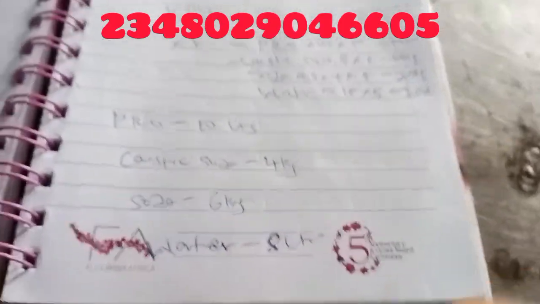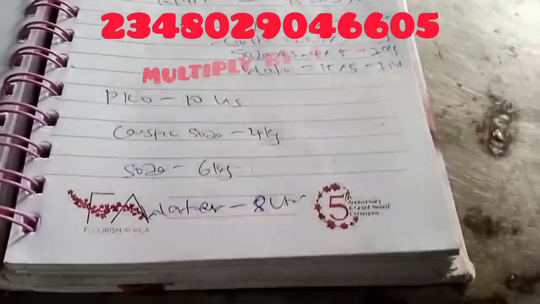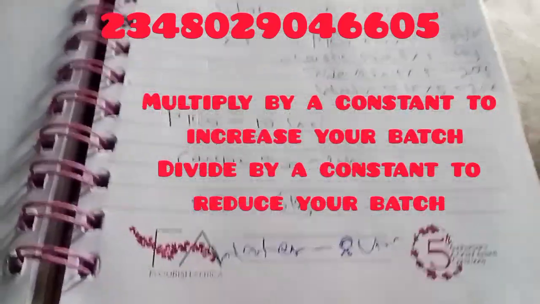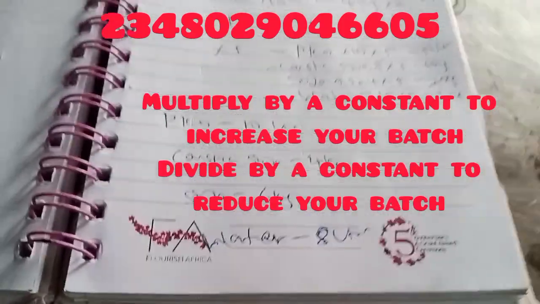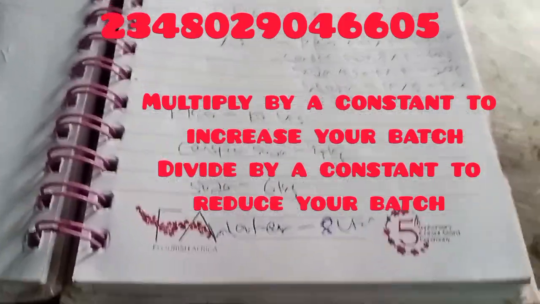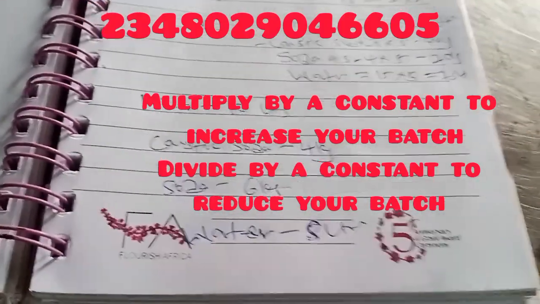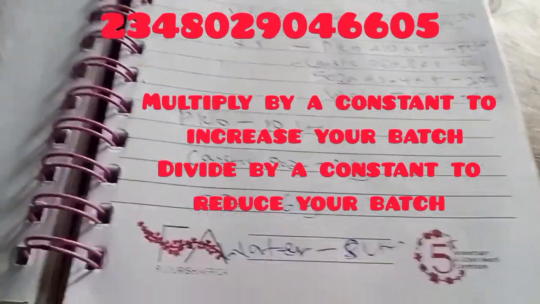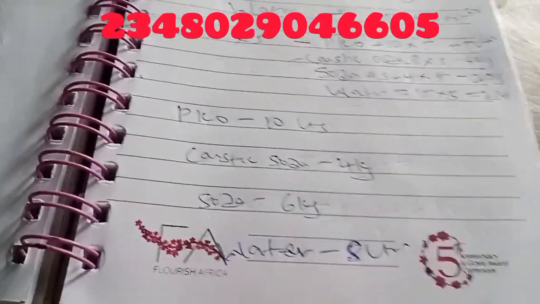What you should do is the same thing we did to multiply in order to increase. You should divide your batch by a constant to get a smaller batch. Okay, let's now say I want to produce maybe a smaller batch. You should divide everything by a constant.